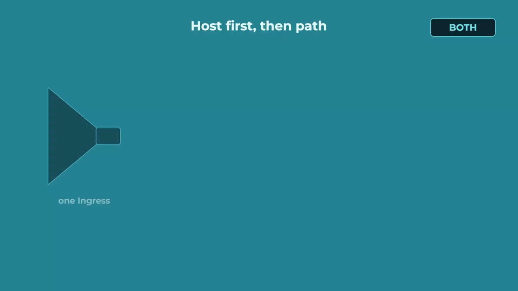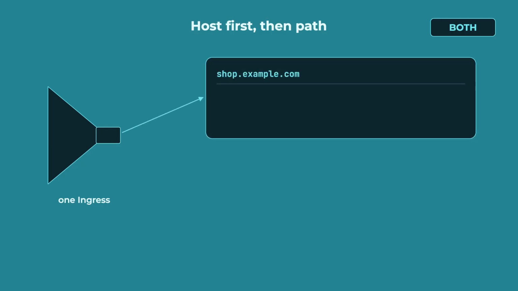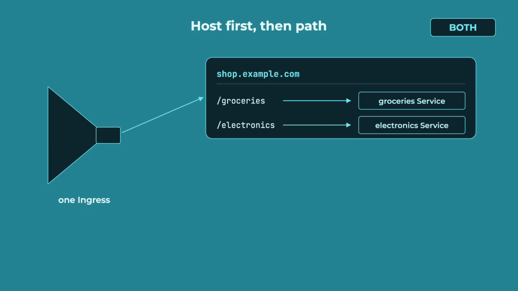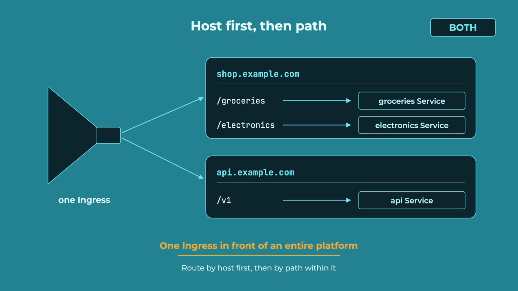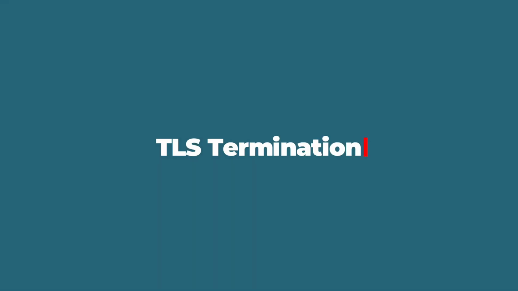And you can combine both as well, like route by host first and then by path within it. Like shop.example.com then /groceries or /electronics. That is how one Ingress can be in front of an entire platform of applications.